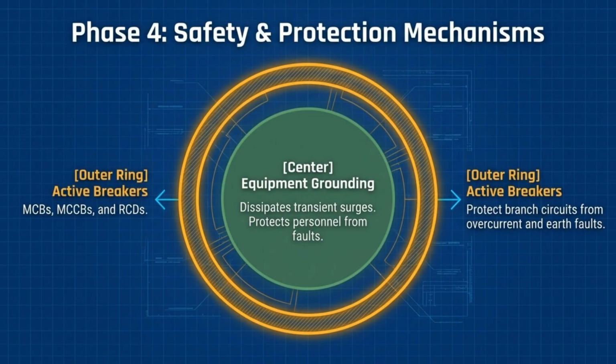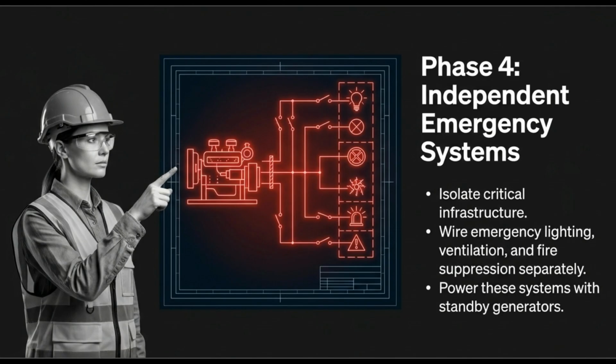Phase 4 covers safety and protection. Equipment grounding, or the center ring, dissipates transient surges and protects personnel. Outer ring active breakers, such as MCCBs and RCDs, protect branch circuits from overcurrent and earth faults. Independent emergency systems are essential for critical infrastructure. Wire emergency lighting, ventilation, and fire suppression separately, and power them with standby generators for isolation during faults.